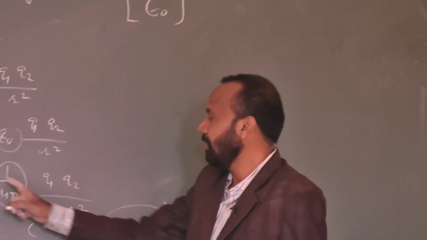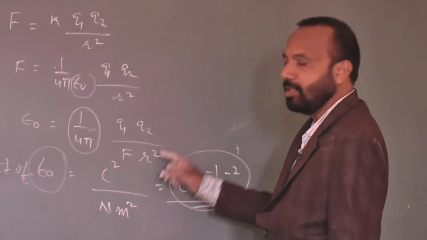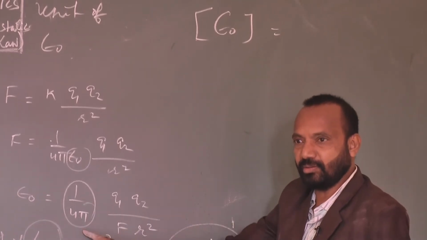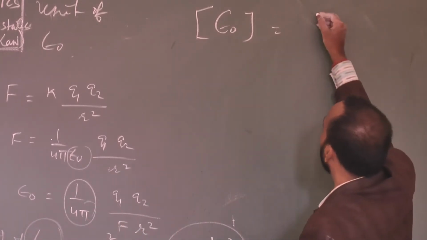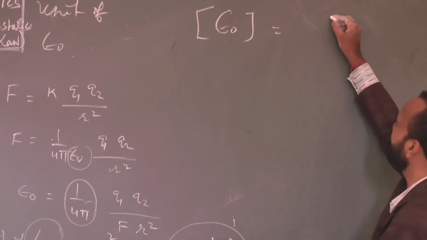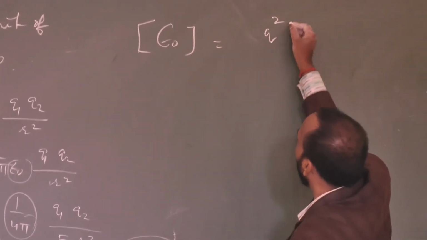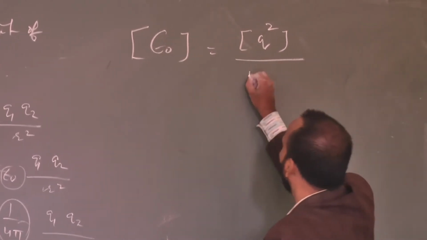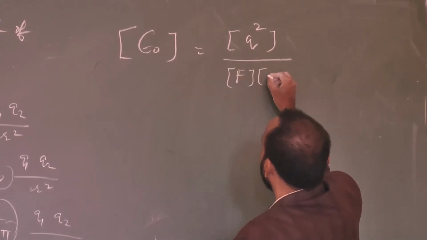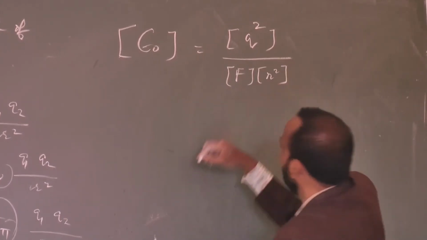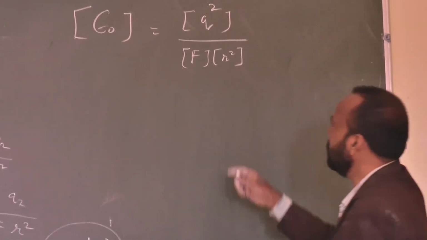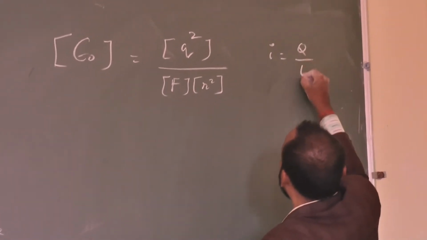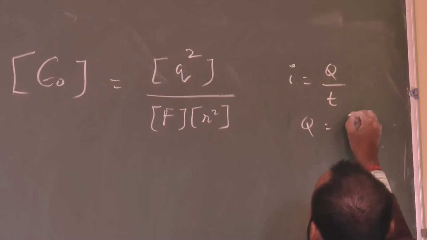Epsilon naught is equal to Q1 Q2 by F R square. Here 1 by 4 pi is a dimensionless constant. Q1 Q2 gives the charge dimension, Q square, divided by the dimensional formula of force F into the dimensional formula of distance R square. Now, what is the dimensional formula of the charge? I is equal to Q by T, so Q is equal to I into T.